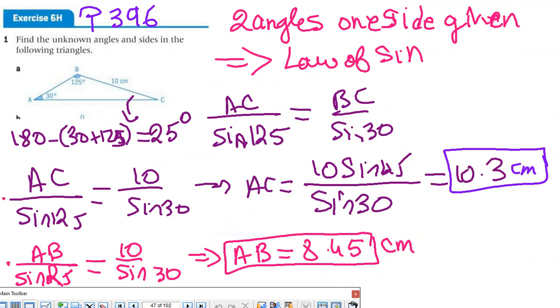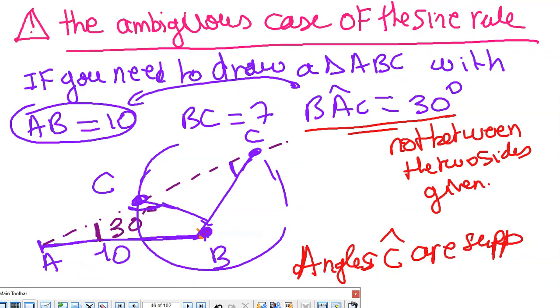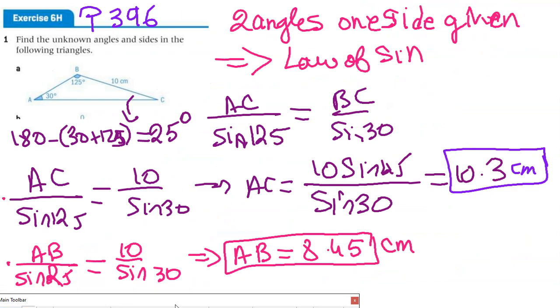So if I want to understand what I'm doing in this exercise, I will now do an application on page 396. Find the unknown angle and side in the following triangle. So I also just did one part of that. If I want to find the unknown angle or side, I have two angles given and one side given. So I have three pieces of information, so I can use the law of sine. The third angle is easy, I can find it by doing 180 minus 30 plus 125.